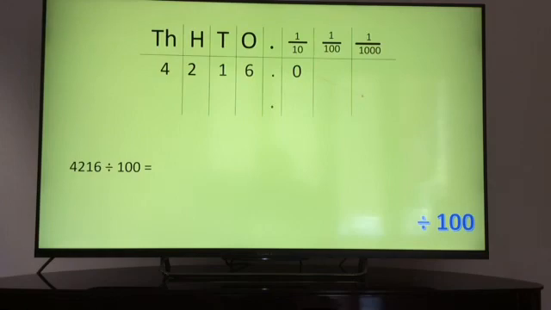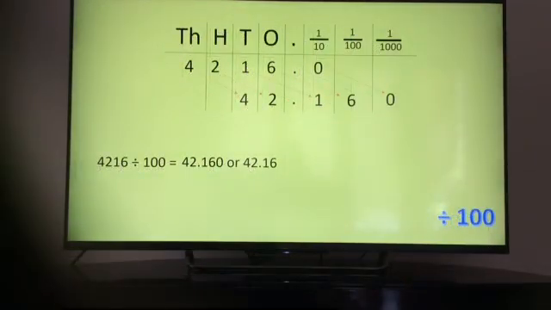So the 0 becomes 0 thousandths, the 6 moves across to become 6 hundredths, the 1 becomes 1 tenth, the 2 becomes 2 ones, and the 4 becomes 4 tens. 4,216 divided by 100 is 42.160, or 42.16.